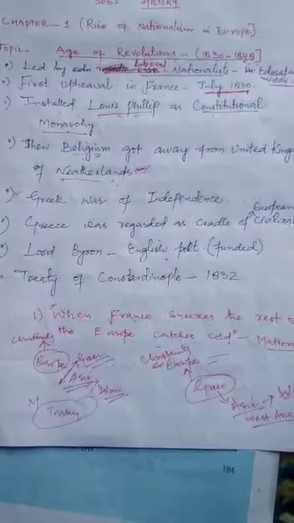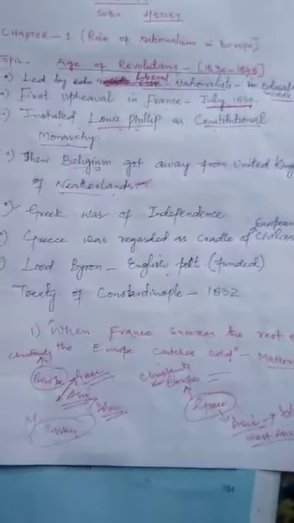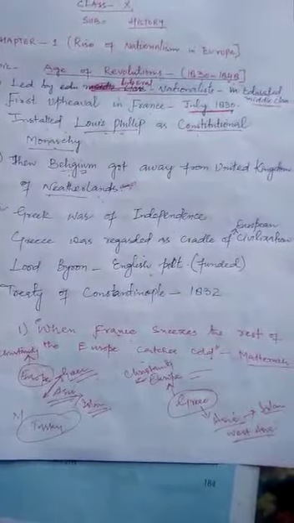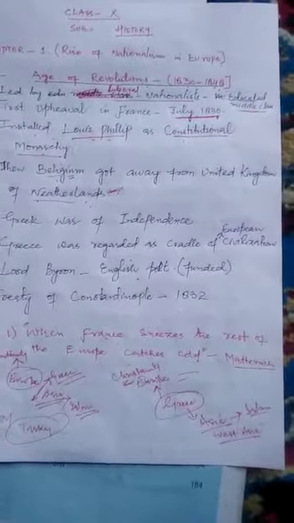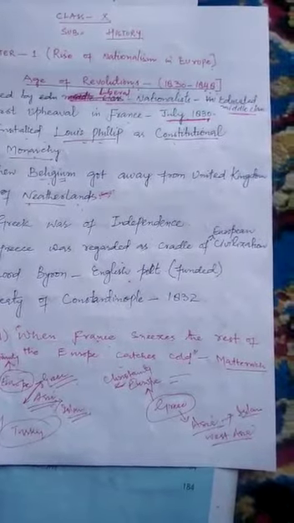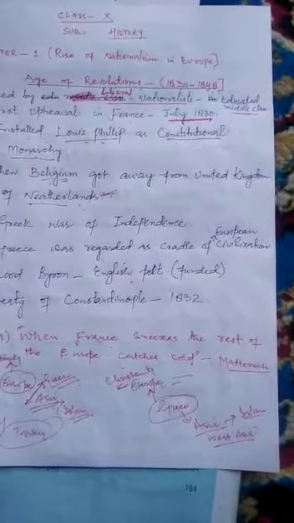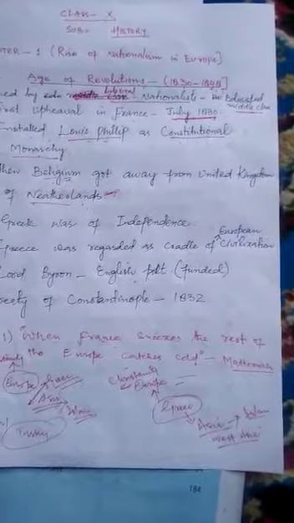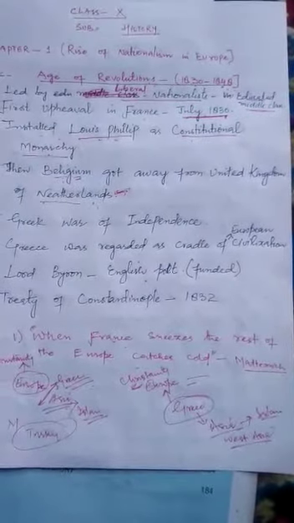I hope that you have properly understood the topic Age of Revolutions. First of all, you have understood the July Revolution of 1830s. You have understood how Belgium got away from the United Kingdom of Netherlands, and the Greek War of Independence.